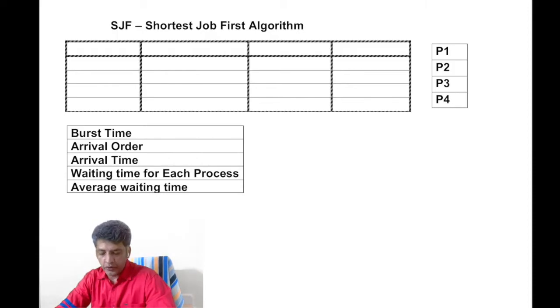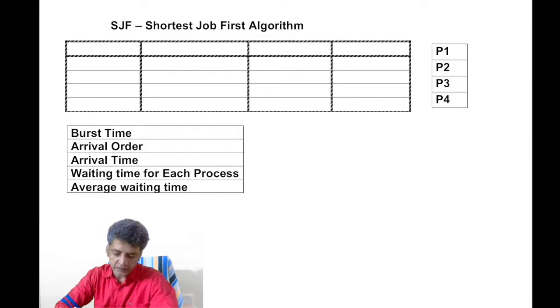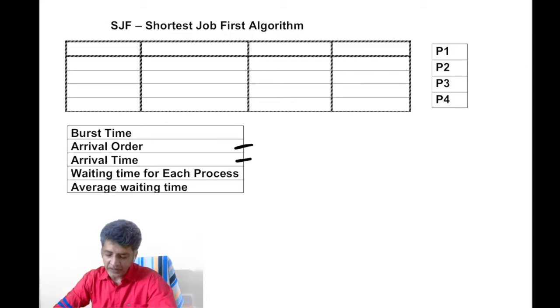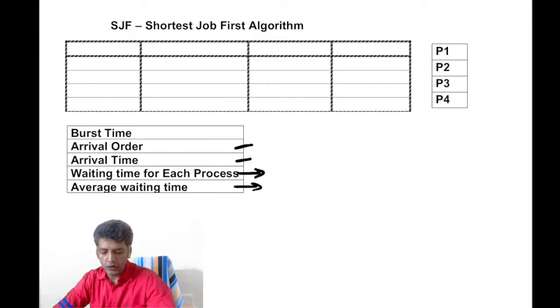Hi friends, in this video we are going to discuss the shortest job first scheduling algorithm. In the previous video we discussed the first come first serve algorithm, which also comes under the CPU scheduling algorithms. Shortest job first also comes under CPU scheduling algorithms. Here also we are going to take the same parameters: burst time, arrival order, and arrival time. Then we are going to calculate the waiting time for each process, and the average waiting time of the whole schedule. All these things we are going to consider, and calculate at the same time.